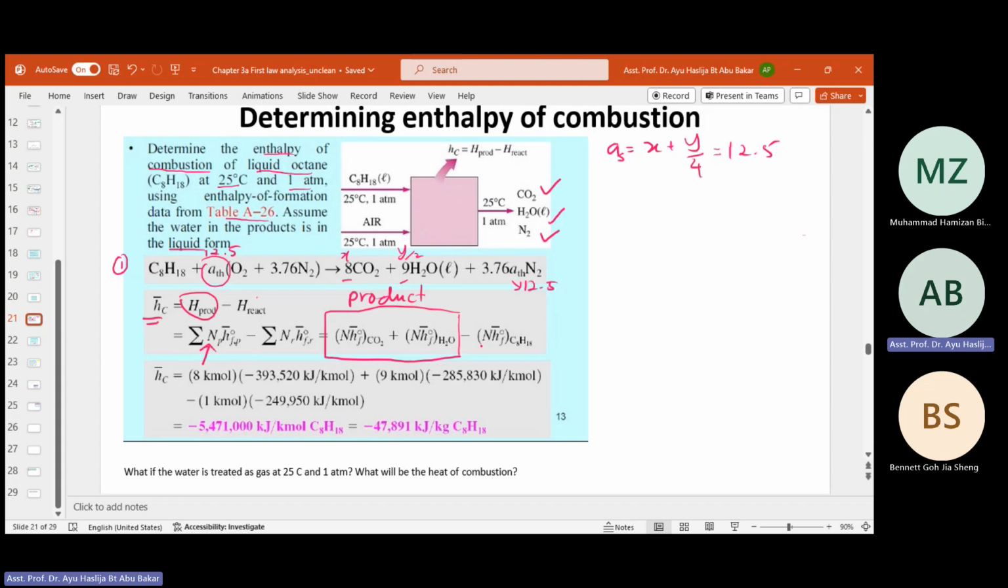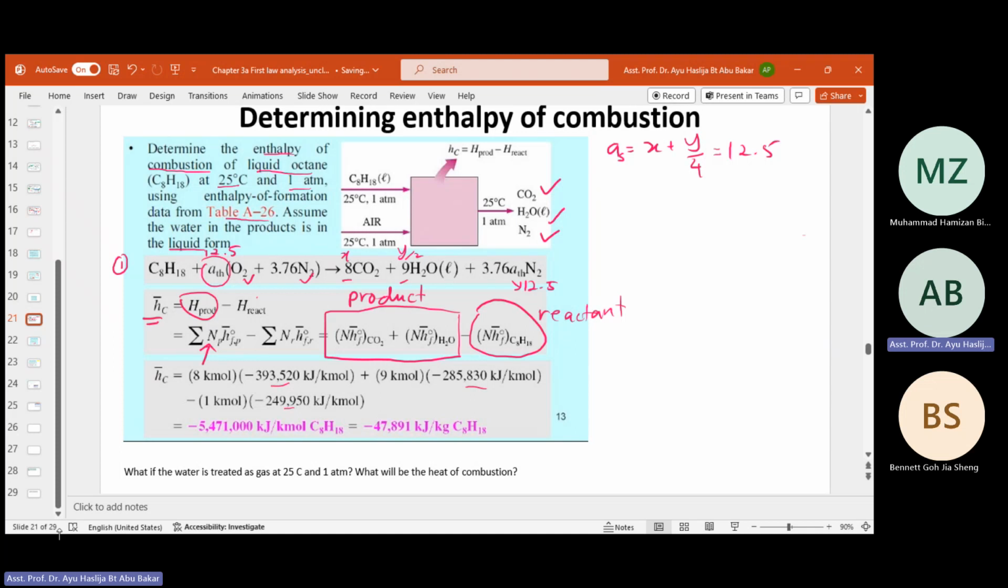Kan? So minus the reactant. This is reactant part. So this reactant part also the same reason why there is no O2 and N2 involved over here sebab dia dah 0. HF O2 pun 0. Yeah. Okay, so find the infos from the table. You will get this figure. Table A26, which involve only HF. So in here, okay.